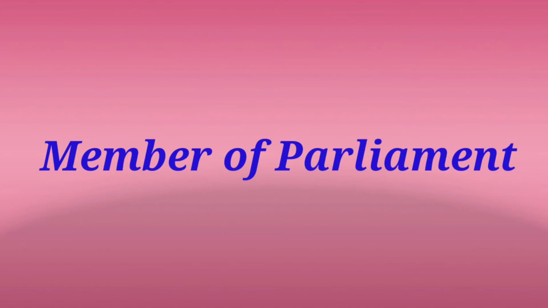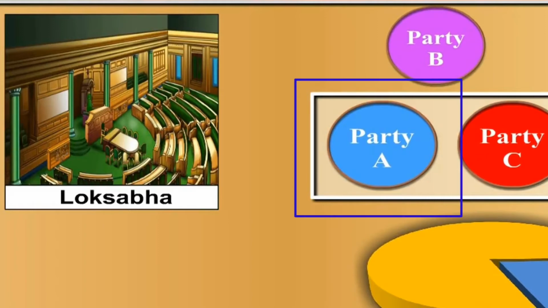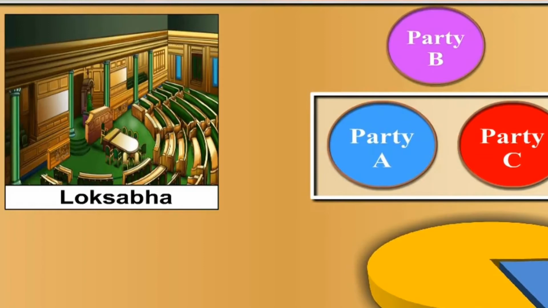Is it clear? And one more thing: if a person wants to contest in the election, he should belong to at least a political party. This is the basic requirement to contest in the election. Now let me explain a very important thing.